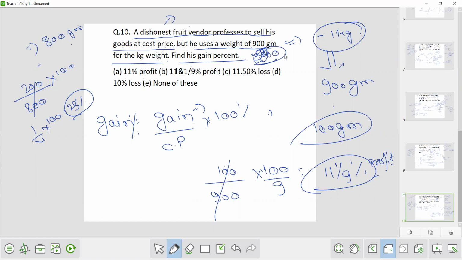For 800 gram, 200 gram would be the profit. So 200 gram is the profit on what? 800 gram. So what is profit percent? 1 by 4, that is 25%. Here, what is the profit? 100 gram out of this 900 gram. So profit is 1 by 9, that is 11 whole 1 by 9% is the answer. So option B is the correct answer.